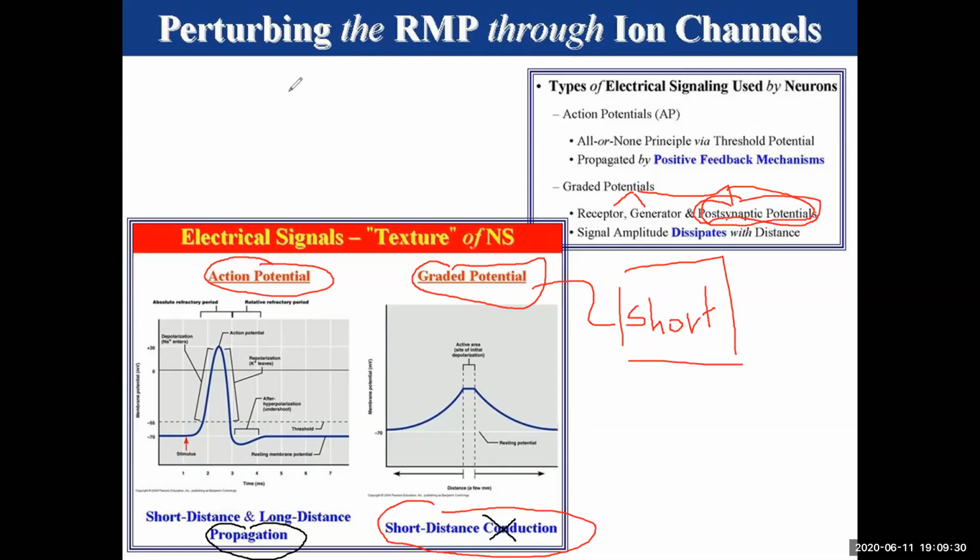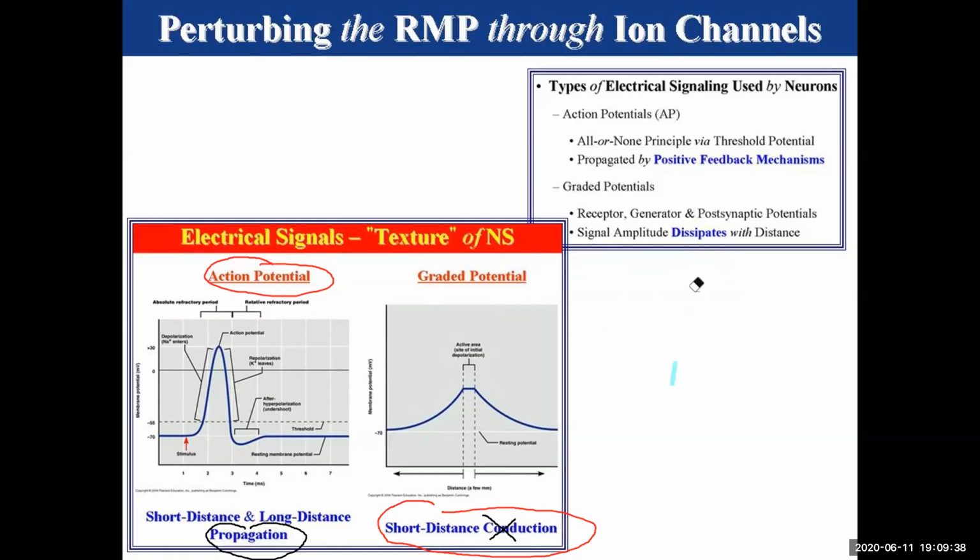Okay. So graded potential dissipates with distance. So signal amplitude disappears with distance. So the longer the distance for travel, the less the signal amplitude. Ultimately, it can go to zero even before it gets to its destination.